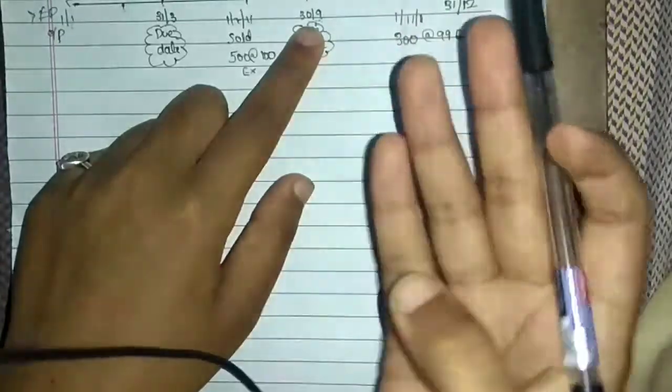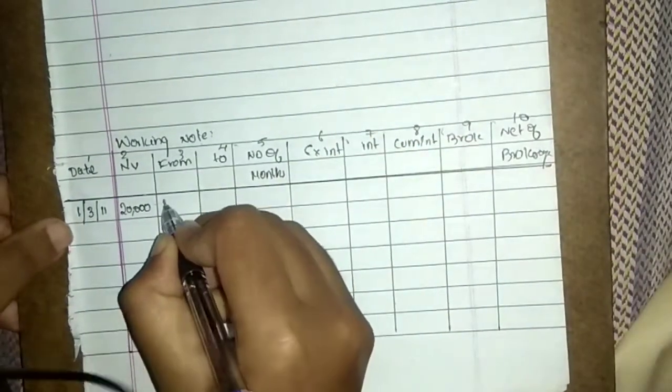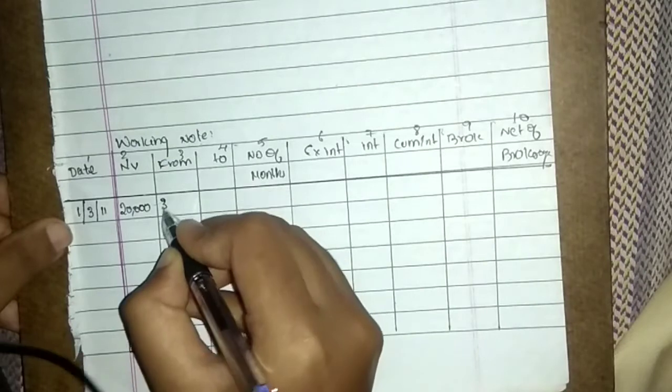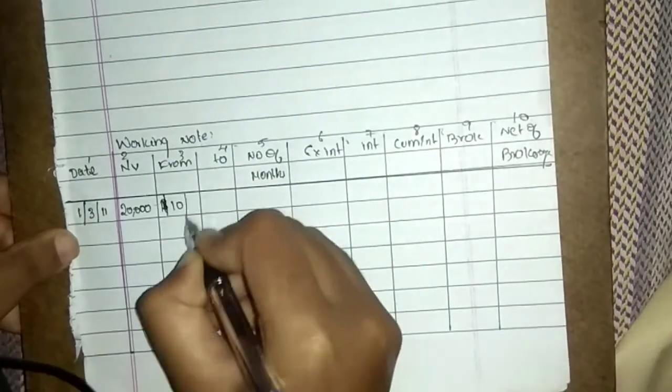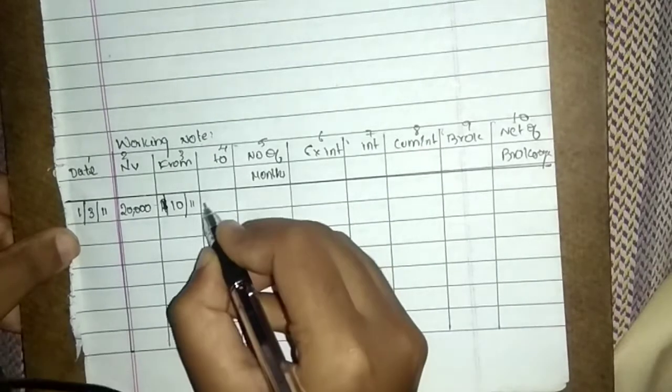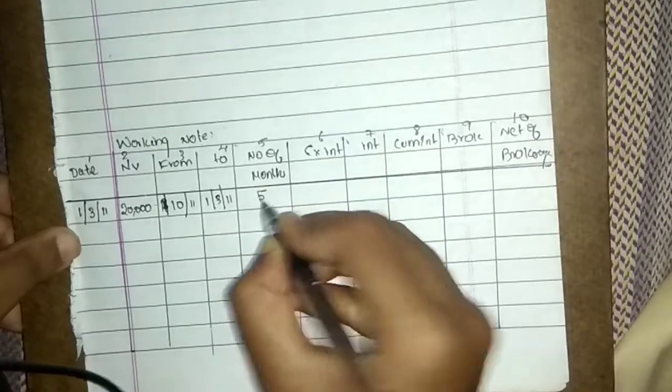Leave the September. October, November, December, Jan, Feb. On March you're purchasing, so leave March also. 5 months. So from what date? 30th September. 30th September can be written as 1/10 also. 1/10/2011 to this is 1st March 2011. How many months? 5 months are there.